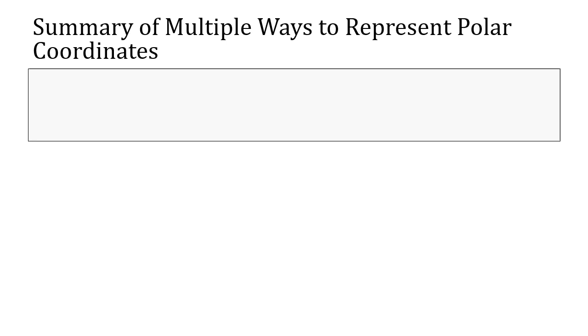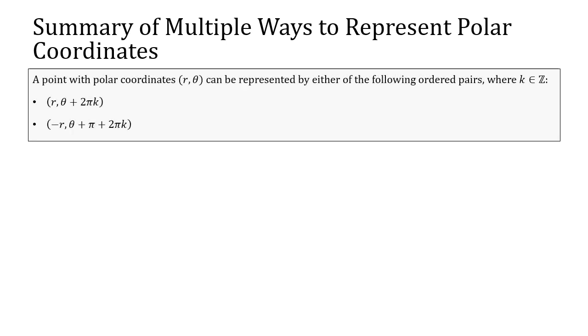So let's summarize some of the things that we did in that last example. We talked a lot about when the radius changed to the opposite sign, that we had to move to the opposite side or the opposite quadrant. We can say that a little bit more concisely with math. And here's what I mean by that. If you're being given a point with polar coordinates r, theta, we can represent that polar coordinate by either of the following ordered pairs, where k is an integer.